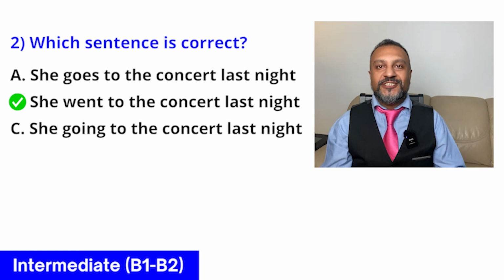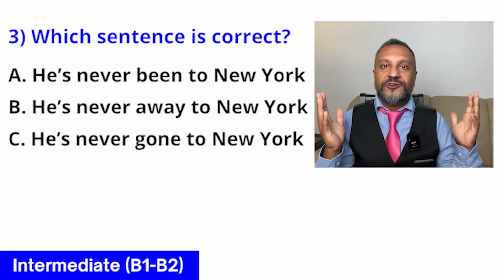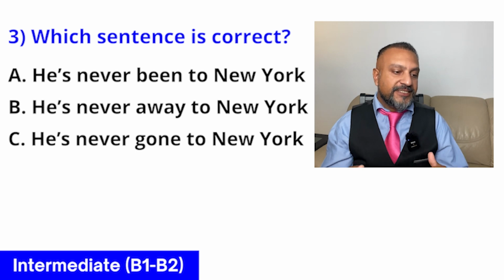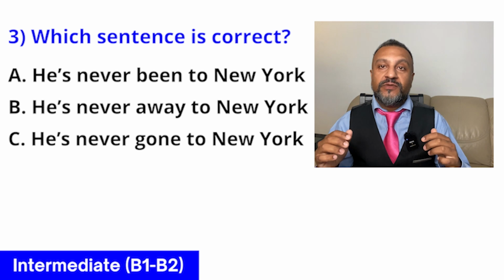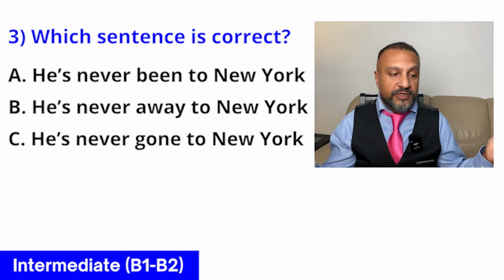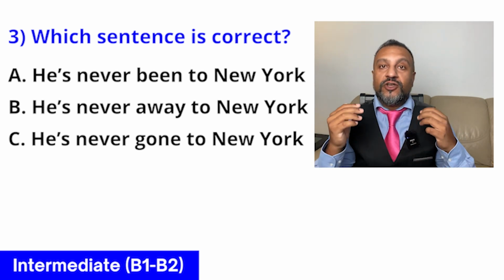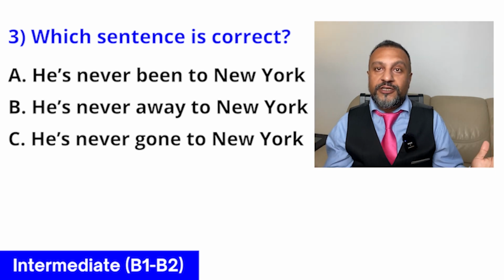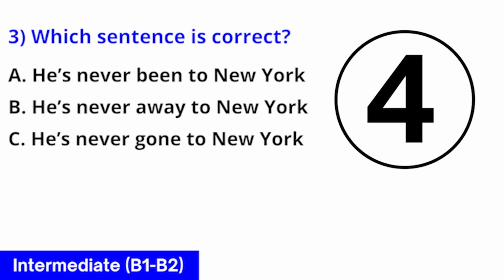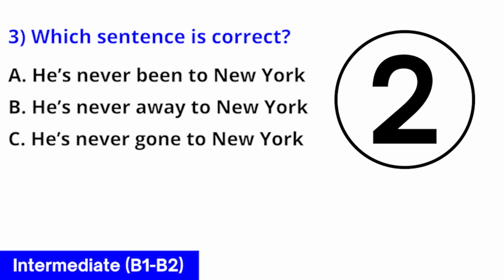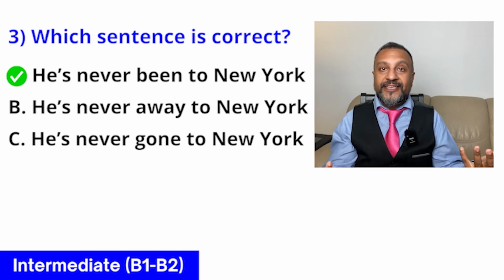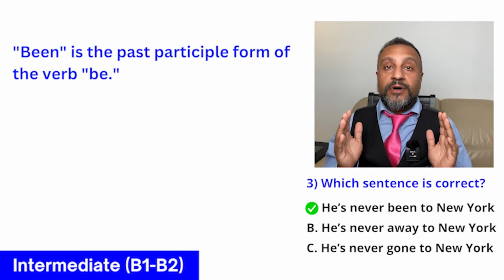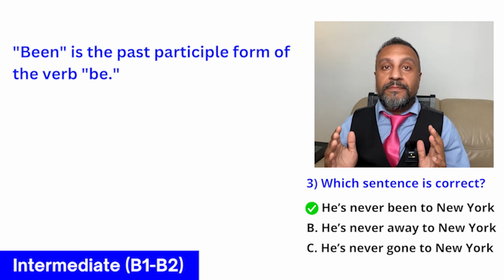The next question, which sentence is correct? He's never been to New York. He's never away to New York. He's never gone to New York. The answer is he's never been to New York, but why? Been is the past participle form of the verb be.